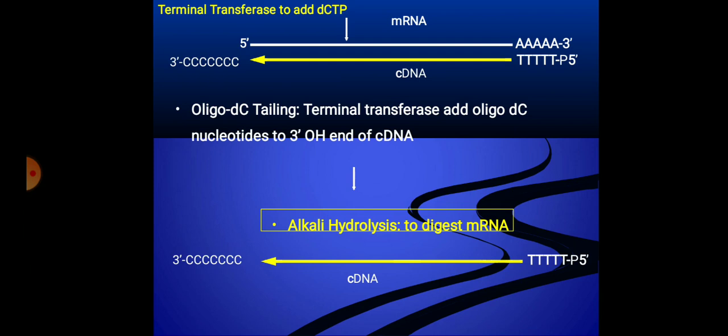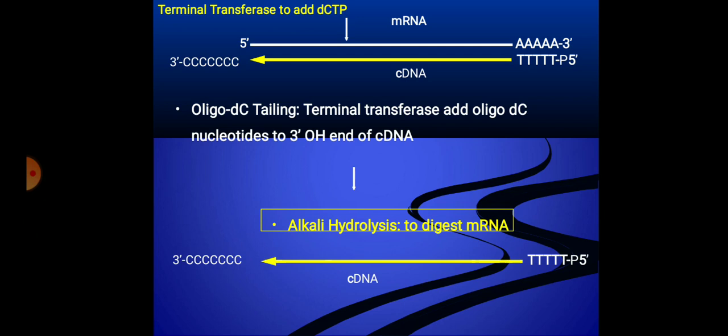digestion of mRNA, removal of mRNA from the mRNA and cDNA hybrid. mRNA is digested by the enzyme RNase or by treating the hybrid with alkaline sugar solution. The alkaline sugar solution digests the mRNA. RNase enzyme digests the mRNA, leaving a single-stranded cDNA. To the single-stranded cDNA, at the 3' end, the poly decyclic acid nucleotides are added.